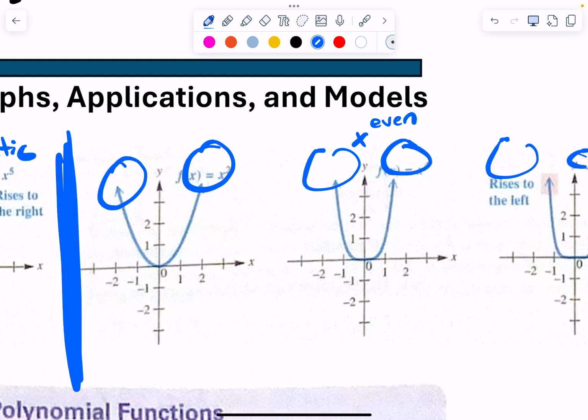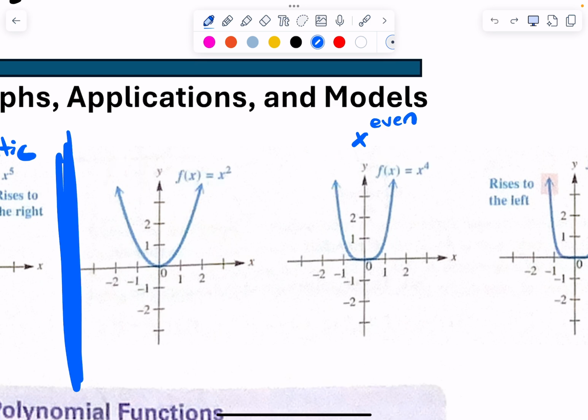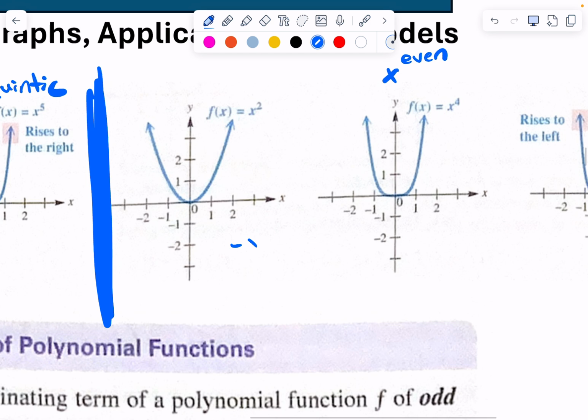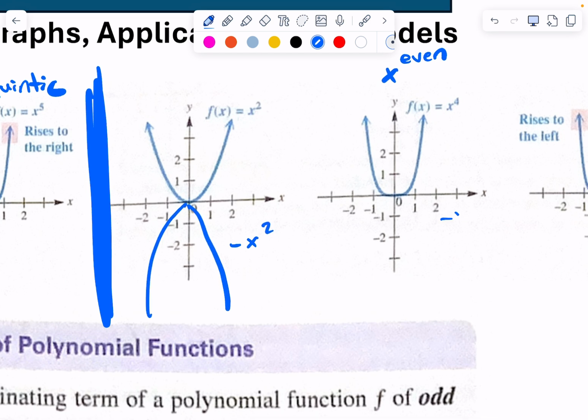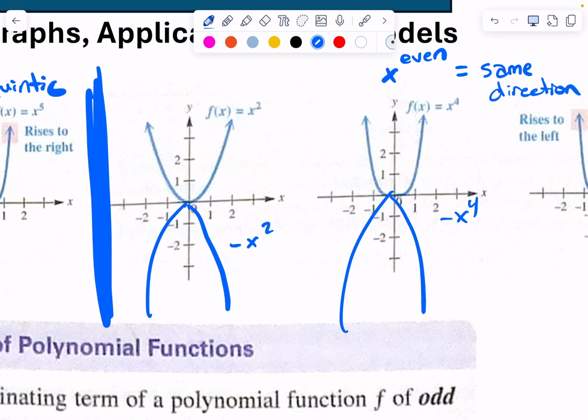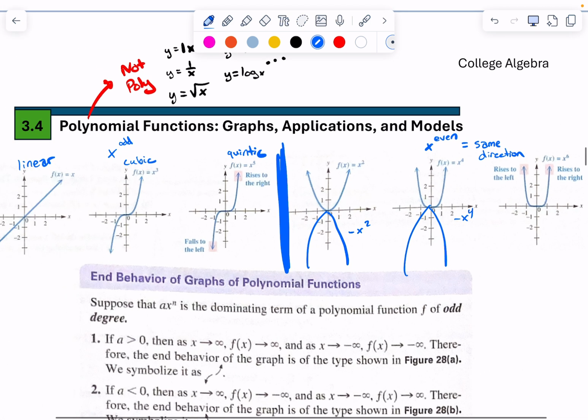Do they always end up and up, though? Yeah, if they're even, maybe. If they're even, do they always end up and up? What if it's like negative x squared? Then he will end down and down. If he's negative x to the fourth power, same direction, he ends down and down. So even just means same direction. Okay? Odd means opposite direction.